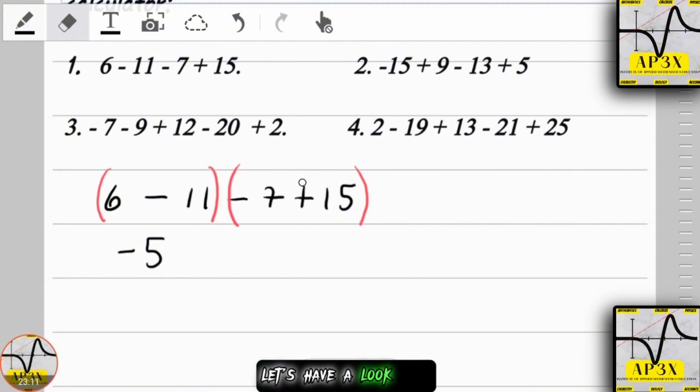Let's have a look. Here again we have opposite signs, and so with opposite signs we're going to be taking 7 away from 15, and mathematically that should give us 8.